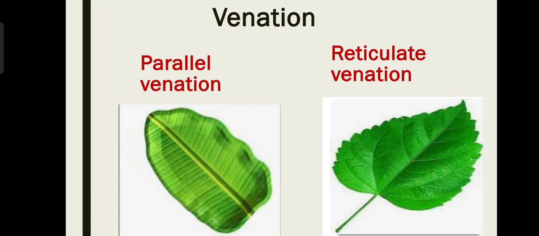Reticulate venation. There is a single midvein which is in the midline of the leaf blade. This makes the leaf appear to be divided into two halves. The midvein gives rise to secondary veins. These veins branch and form a network of reticulum. Example, leaves of dicotyledonous plants, for example the peepal tree.